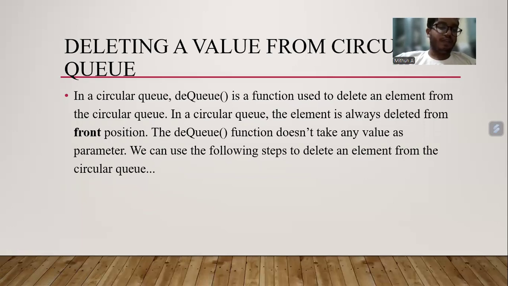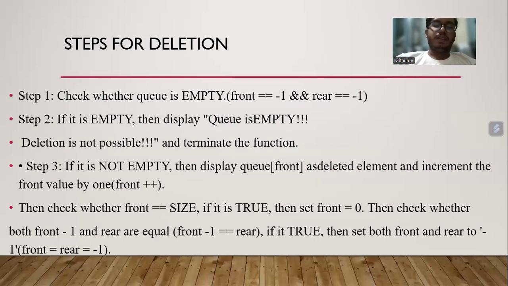Where the element is inserted last, it is not deleted first. The dequeue function, which is a delete function for queue, doesn't take any value as a parameter. It is a very important thing here. So we can use the following steps in order to delete the element from the queue.